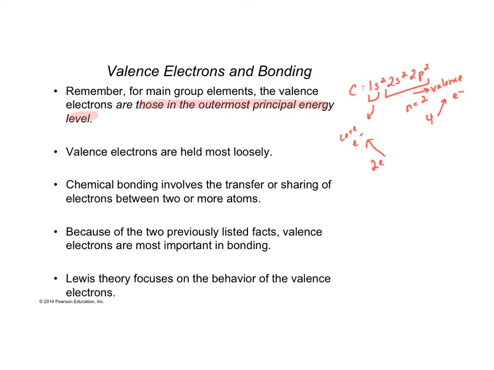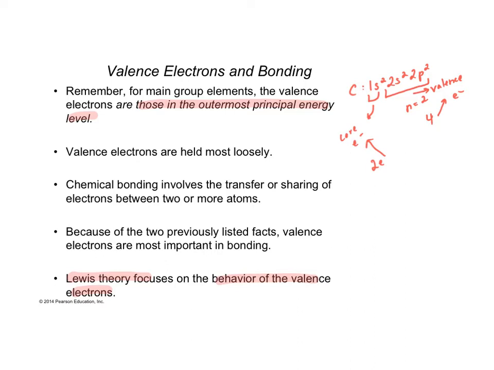With respect to bonding, what are we going to be doing? We're going to either be transferring in an ionic bond, or doing what if we're making a covalent bond? Sharing, right? And so if we're going to be transferring electrons or sharing electrons with other things, we're probably going to want to do that with the electrons that we hold the loosest, right? And so that's why valence electrons come into such an important role with respect to bonding, because again, they're the ones that are going to be participating in bonding, okay? So because of that, Lewis theory focuses on the behavior of valence electrons. And that's what we focus on with respect to drawing Lewis structures, is valence electrons. Okay, so valence electrons is going to be super important.